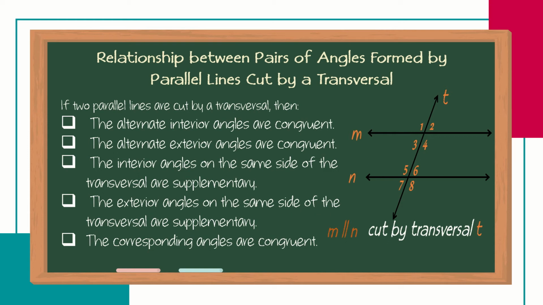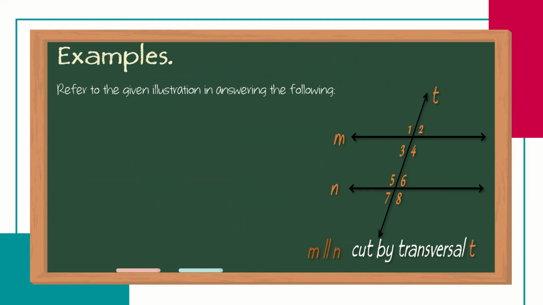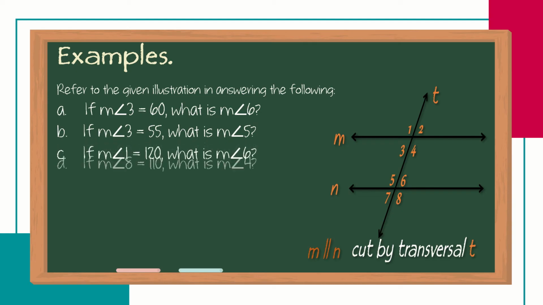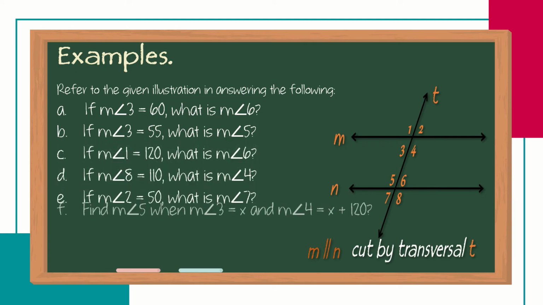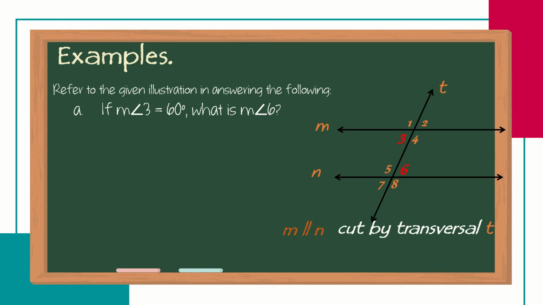Let us try these examples to better understand the concepts on parallel lines cut by a transversal and its theorems and postulates. Refer to the given illustration in answering the following. We will answer items A to F as we go through our discussion. Let's start with letter A. Again, refer to the given illustration in answering the following. We will use the same illustration for items A to F.